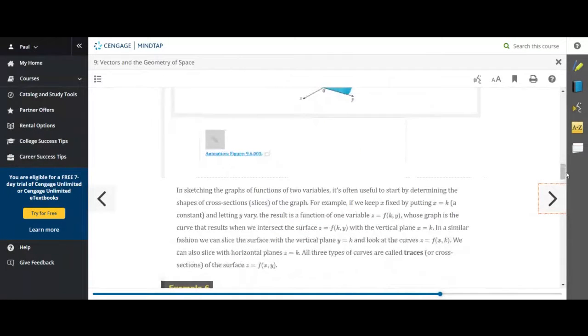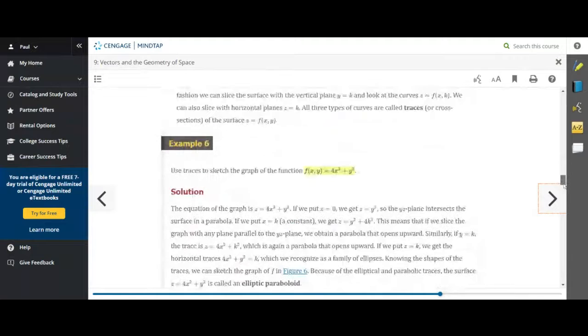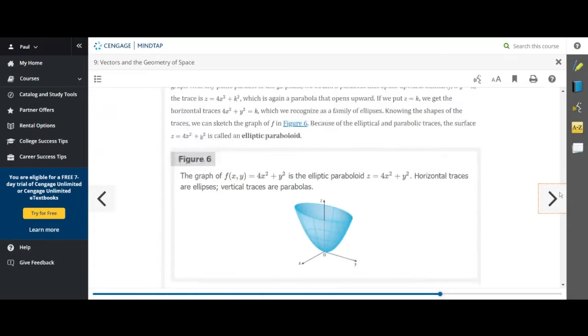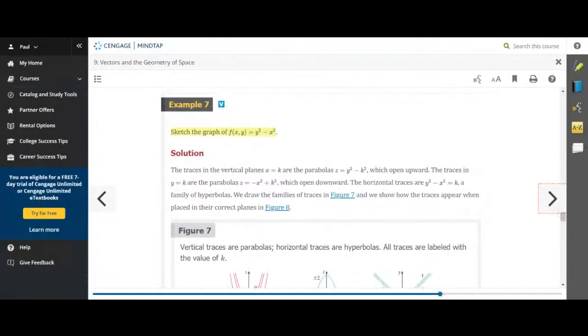And of course, sometimes things get a little more complicated, and we have to use what are called traces to graph the function. I'll let you look at example 6. For the section 9.6 assignment, I may edit it a little bit based on what I get covered today. You see, in example 7, they have a hyperbola. They want you to graph this f of xy equals y squared minus x squared.